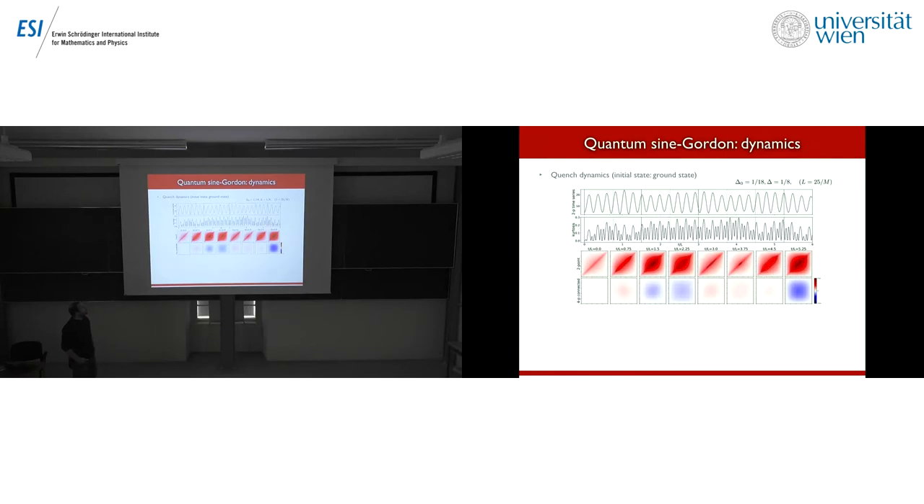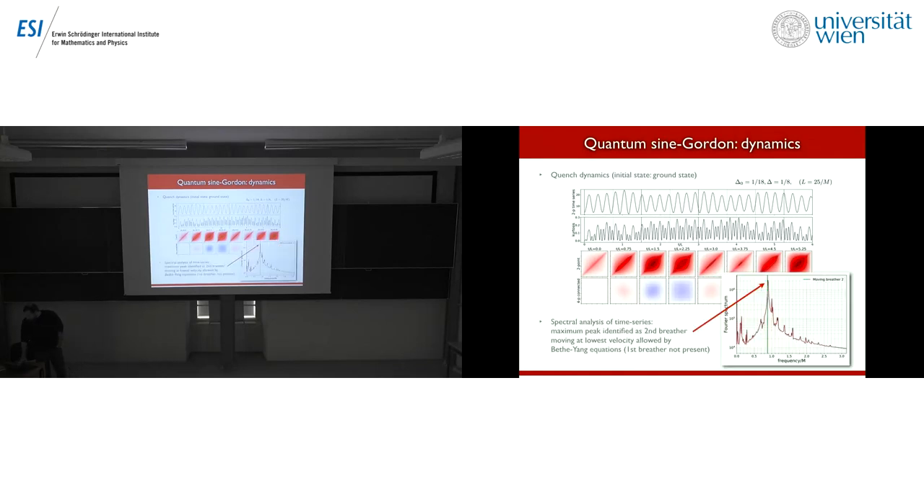This is another example of quench dynamics, where one can see more clearly how the magnitude of the non-Gaussianity of correlations changes when we start from a ground state of the Sine-Gordon model and quench to another value of the interaction. And in this case, we were also able to do a spectral analysis of the observed correlations and identify the strongest contribution in the frequencies of these time series, which comes from the second breather, a bound state between a soliton and an anti-soliton, coming from the exact Bethe-Ansatz equations for this system.